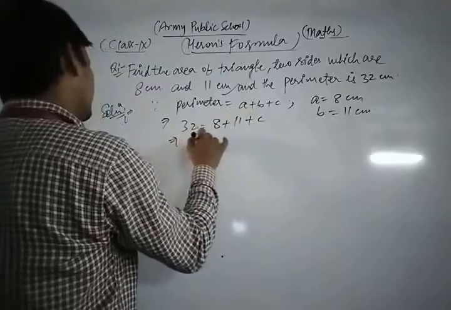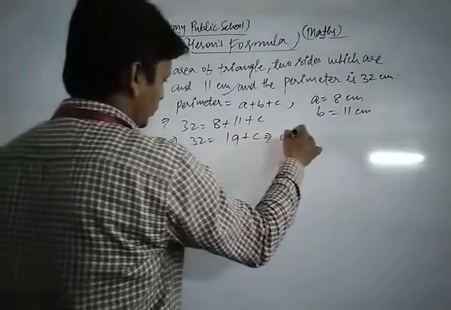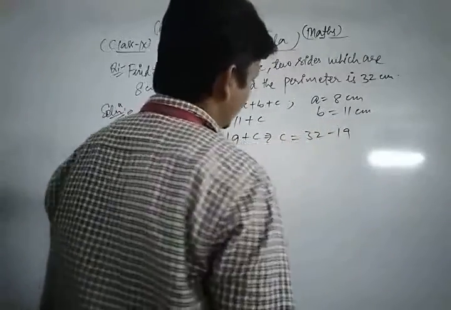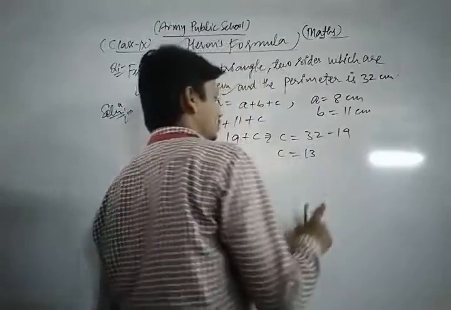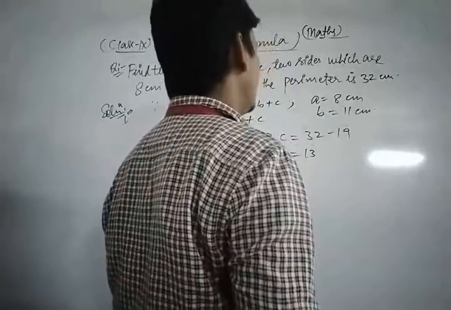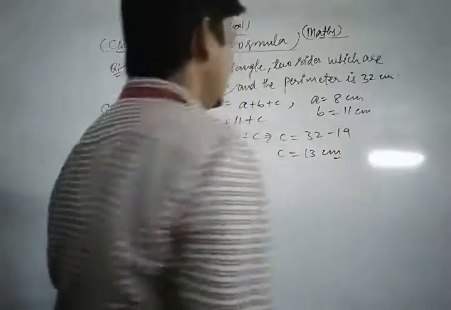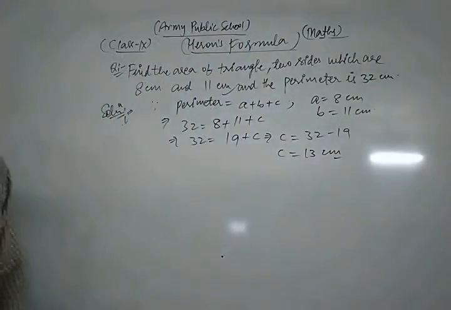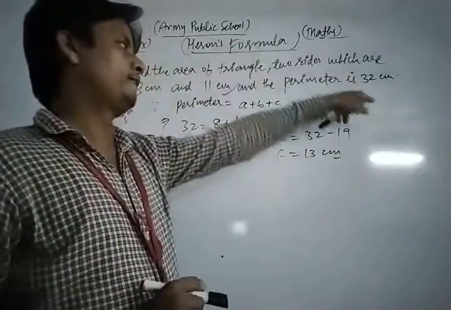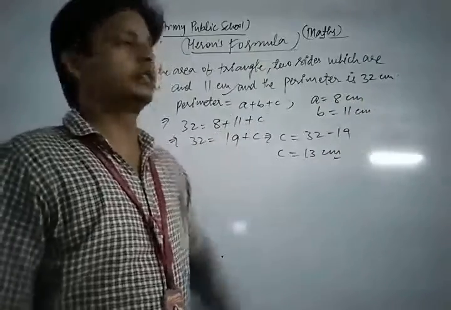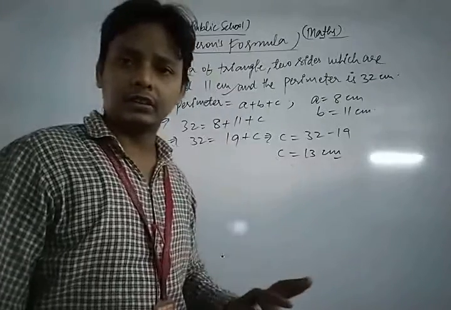So we have 19 plus c, that is the value of c is 32 minus 19, so we get c is equal to 13 centimeter. In this way, dear students, we find all three sides of the given triangle, 8 centimeter, 11 centimeter and 13 centimeter respectively.